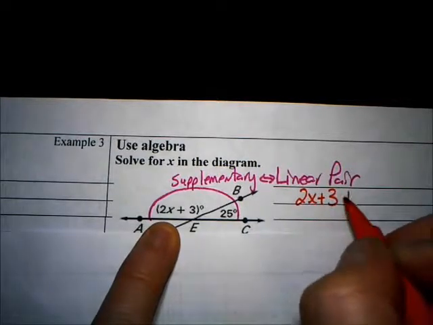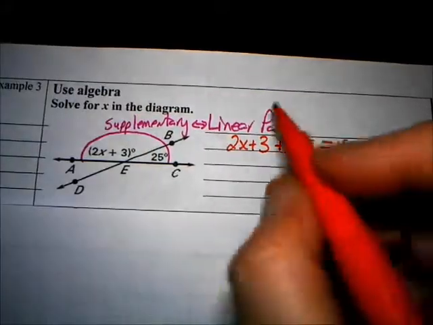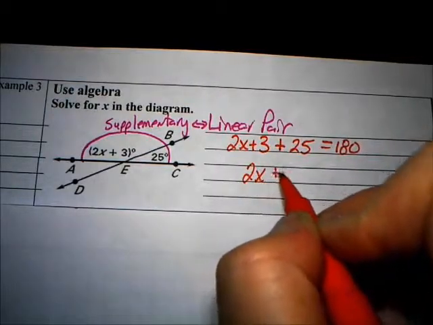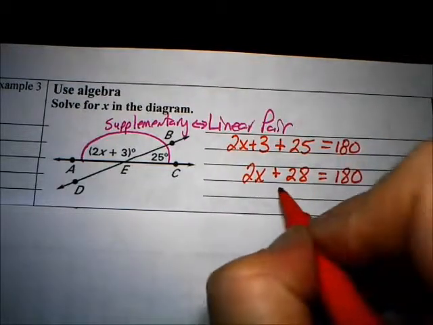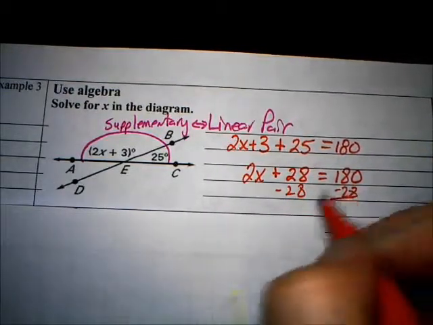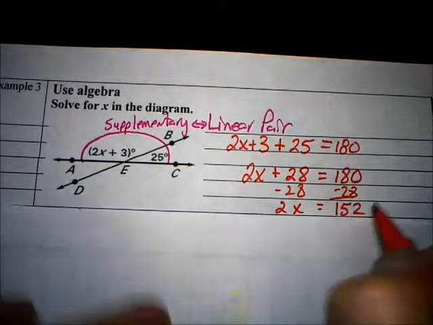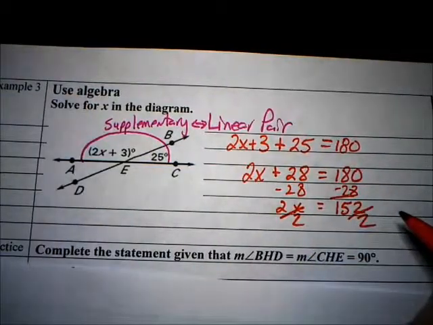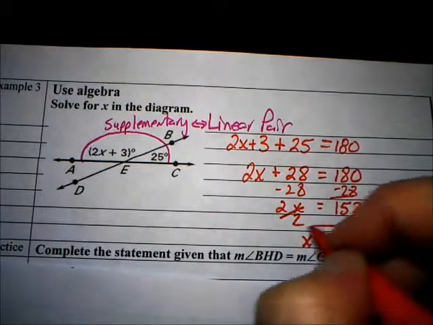So I'm going to put this together. 2x plus 3 plus the other angle, which is 25, is going to equal a total of 180 degrees. I'm going to simplify this, so I'll have 2x plus 28 is equal to 180. Subtract 28, and I'll have 2x is equal to 152. Well, then I have to divide by 2, and that tells me x is equal to 76.